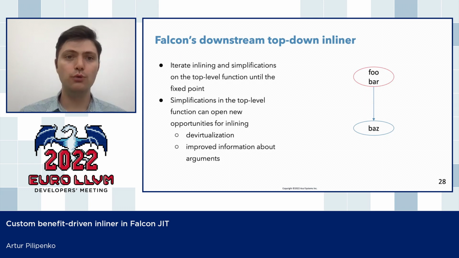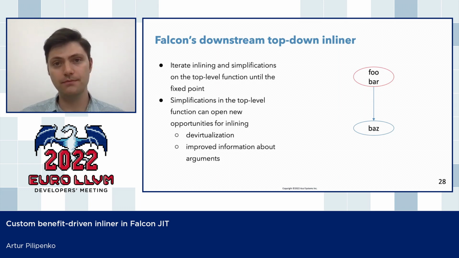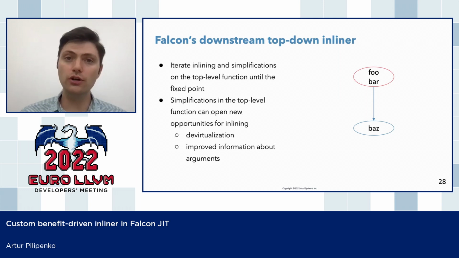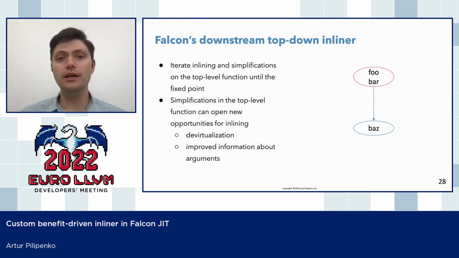Once finished, we would run simplifications on the top-level function. And we would repeat inlining after that. And we would continue iterating until we reach the fixed point. We do this because simplifications in the top-level function can open new opportunities for inlining, either by creating new direct call sites via devirtualization, or by improving information about arguments of some existing calls. This would give InlineCost more caller context, and this way it can recognize more simplifications enabled by inlining.